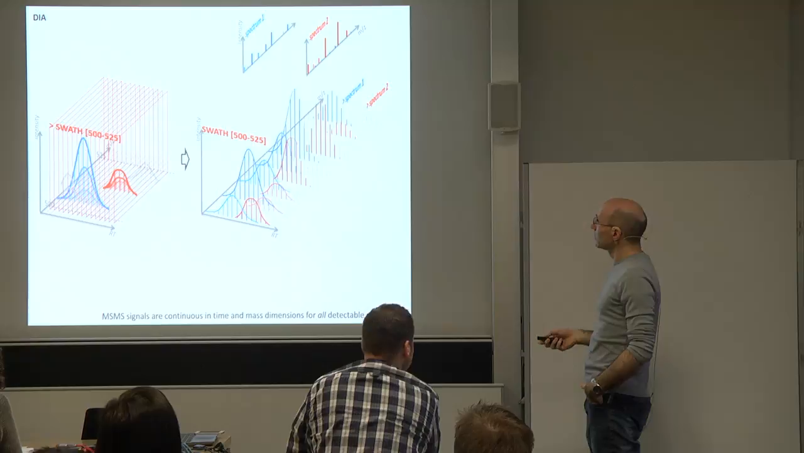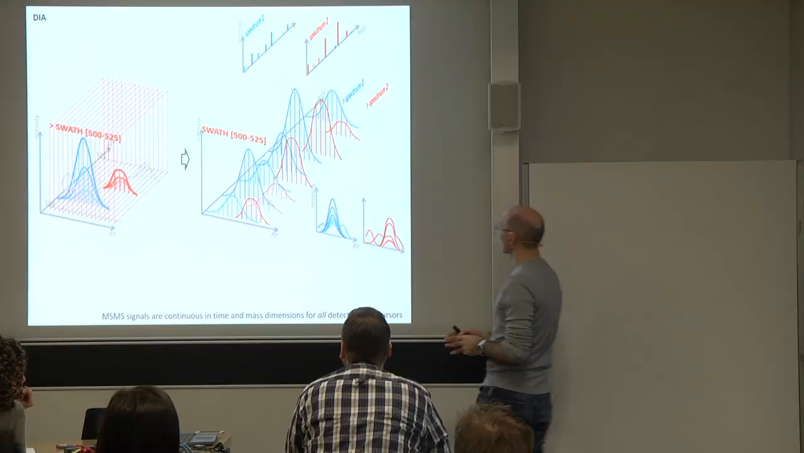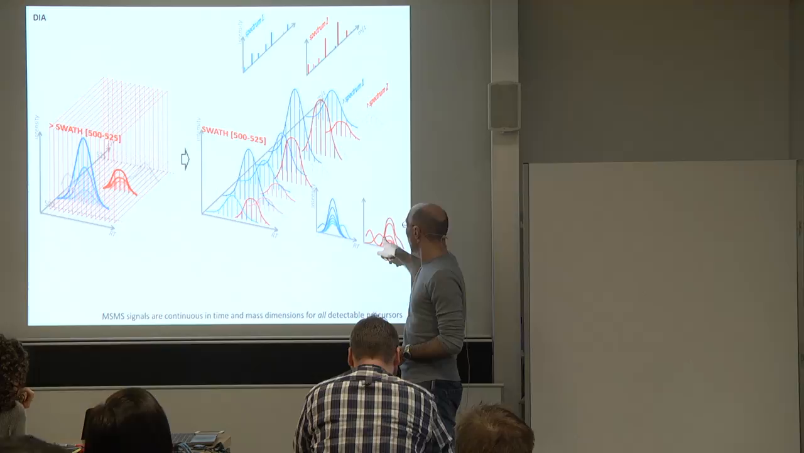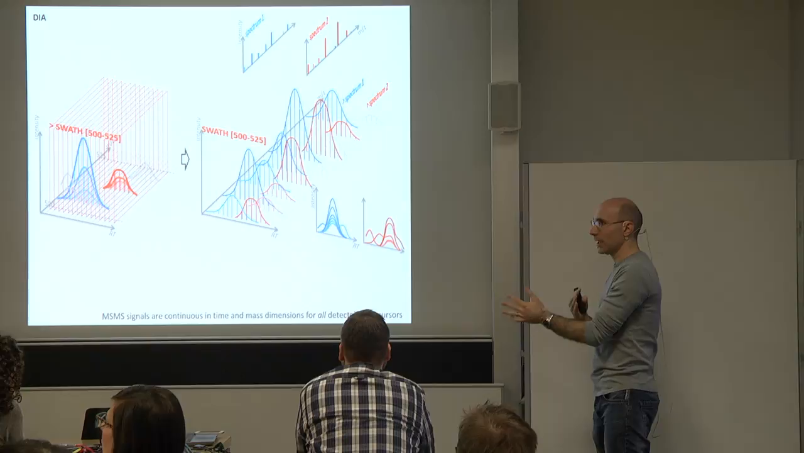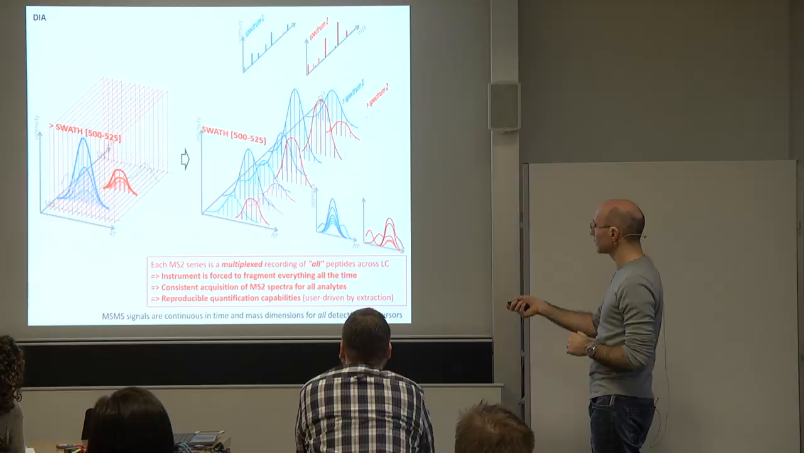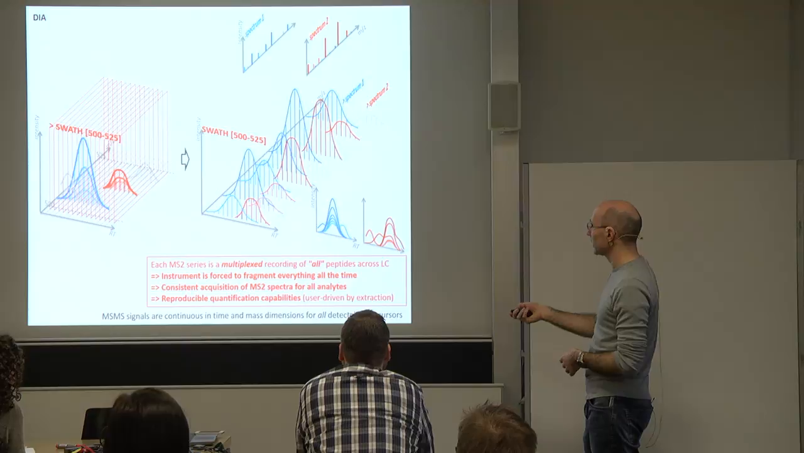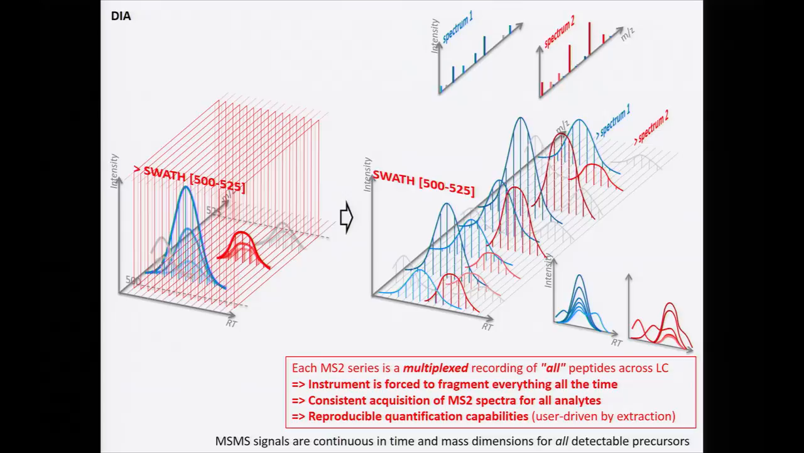Or you can also use what you did in Skyline, the chromatographic dimensions, and then try to identify: is my peptide here, how many contaminations or interferences do I have in my signals, etc. So this data is such that you can analyze it in the mass or in the time dimension as you like. To summarize, it's a multiplex recording of all recordable peptides across LC. The instrument is forced to fragment everything all the time. You have a consistent acquisition of the MS/MS spectra across samples, because between samples it's the same fragmentation window that you acquire.